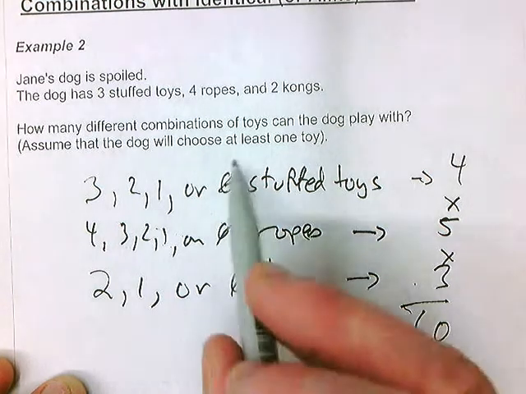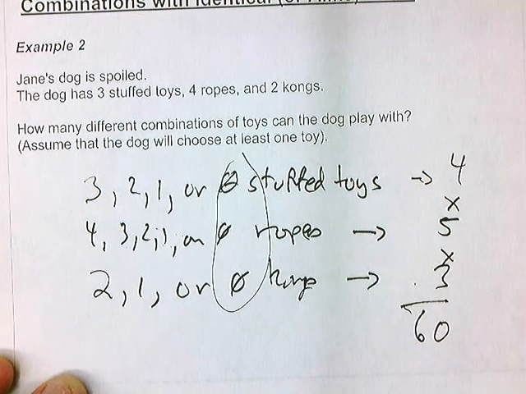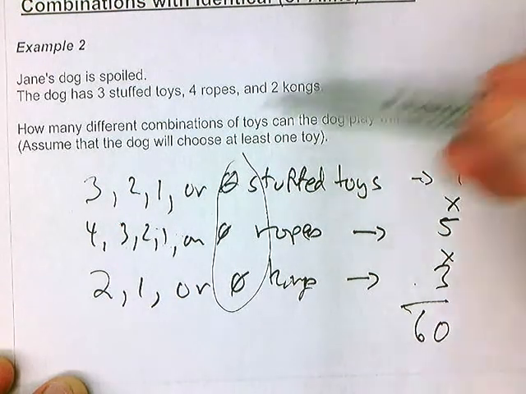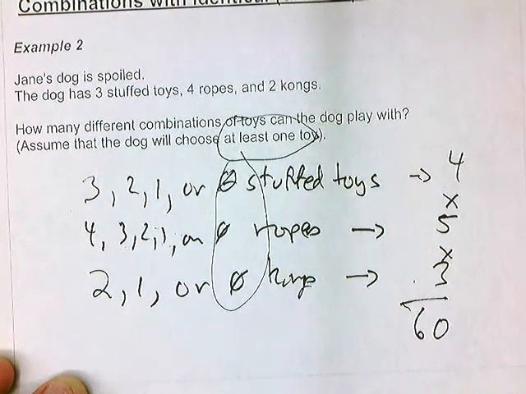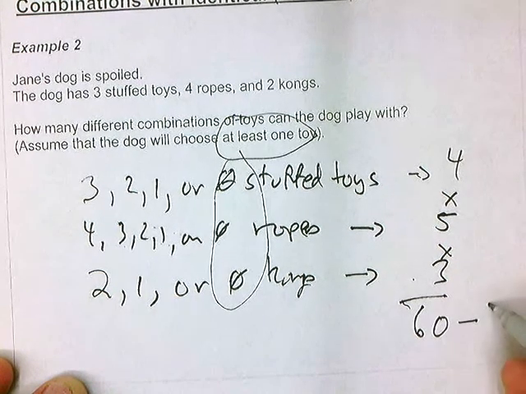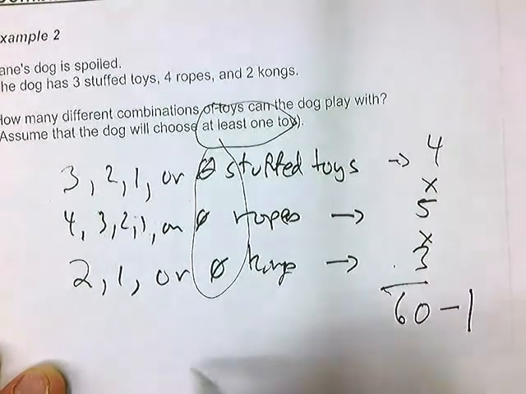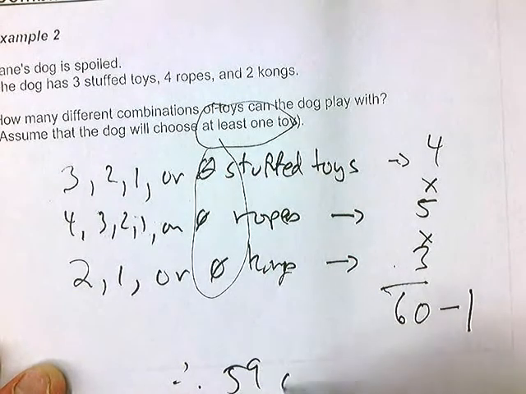However, the 0 set, the null set, or having 0 of all, really shouldn't count because it says you've got to have at least one toy to play with. So we have to take that out, subtract 1. Therefore, there are 59 combinations.